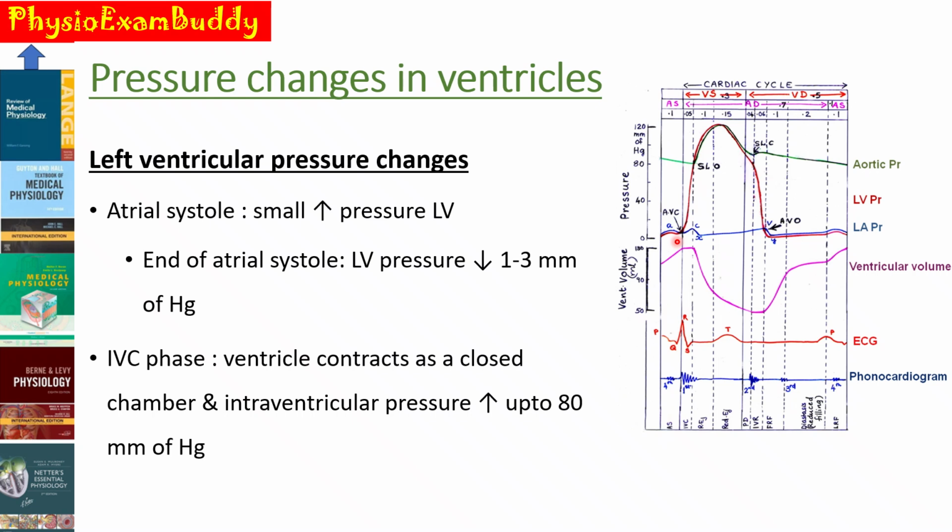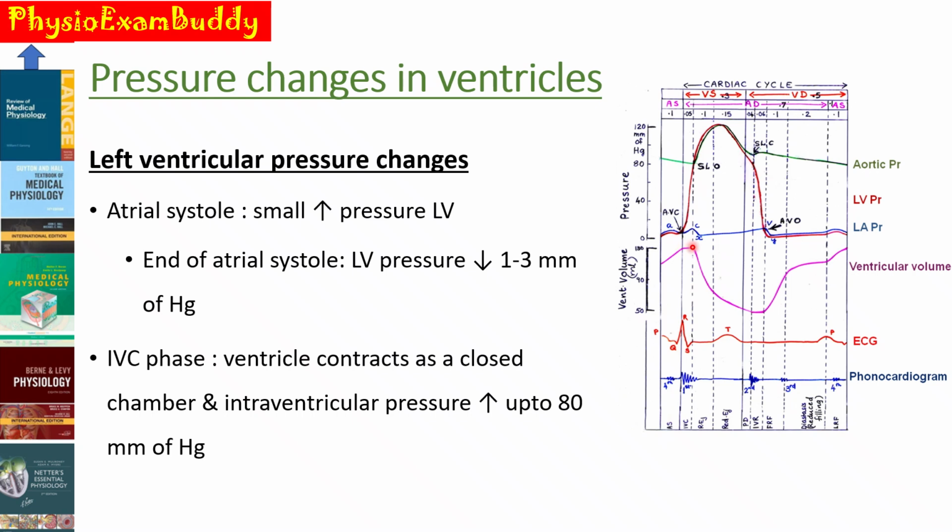But what happens at the end of the atrial systole? The left ventricular pressure actually decreases to around 1 to 3 millimeters of mercury. So the pressure you can see here is marked from 0 to 120. So at the end of the atrial systole, the left ventricular pressure actually decreases to 1 to 3 millimeters. So you have to draw it like that, corresponding to 1 to 3 millimeters of mercury.